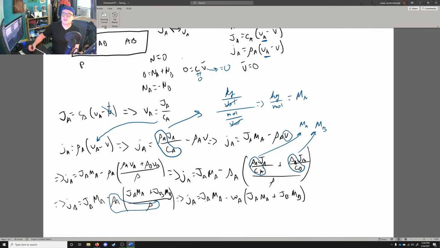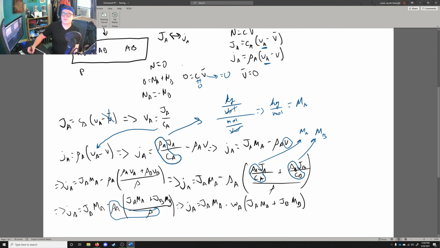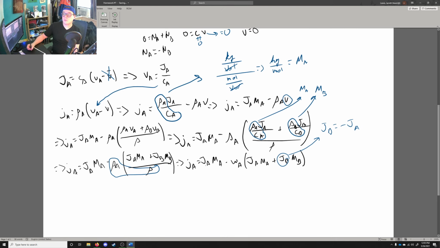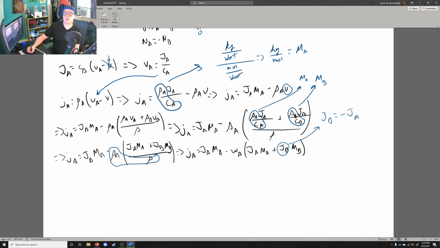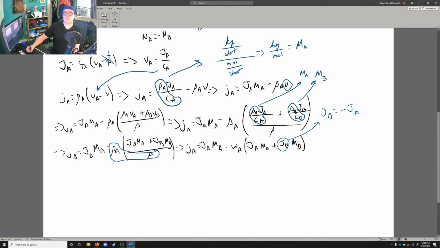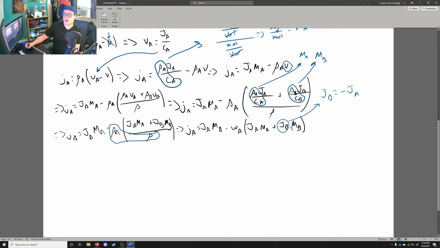And then we identified something up here earlier, that the molar diffusive flux of B is equal to the negative molar diffusive flux of A. So we can rewrite that, because we already have the term for the molar diffusive flux of B. We want it in terms of component A.